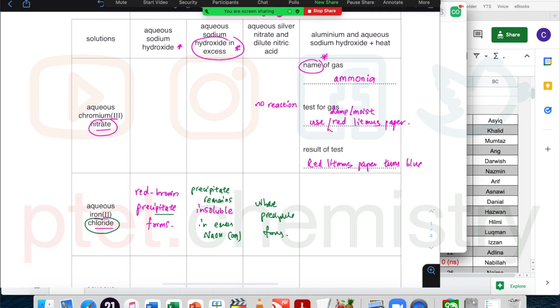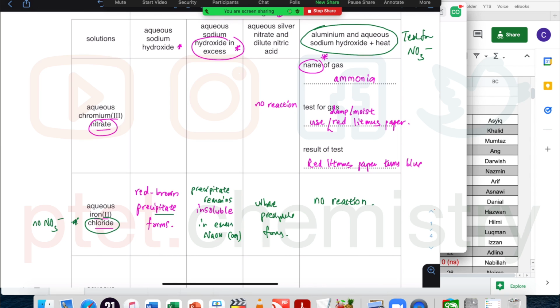This is a test for nitrate: aluminium and sodium hydroxide and heat. You do not have nitrate, so you get no reaction. However, you also need to notice that you do have some sodium hydroxide. So some people write down you get a red brown PPT. That is entirely acceptable, and is probably something that you will see. However, in the presence of aluminium and the sodium hydroxide, that precipitate will not stay for long.